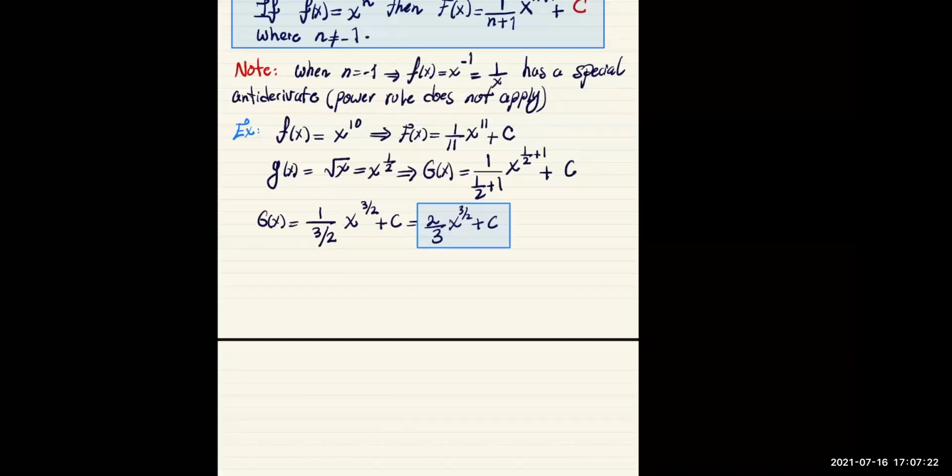Okay, if the power is a fraction, the way I do this in my head, I have x to the 1/2. What I do is I add 1 to that in my head. I get 3/2. Multiply by the reciprocal of that, which is 2/3. We always multiply by the reciprocal. See, this is 11. You multiply by the reciprocal, 1 over 11. This is 3/2 multiplied by the reciprocal, which is 2/3.